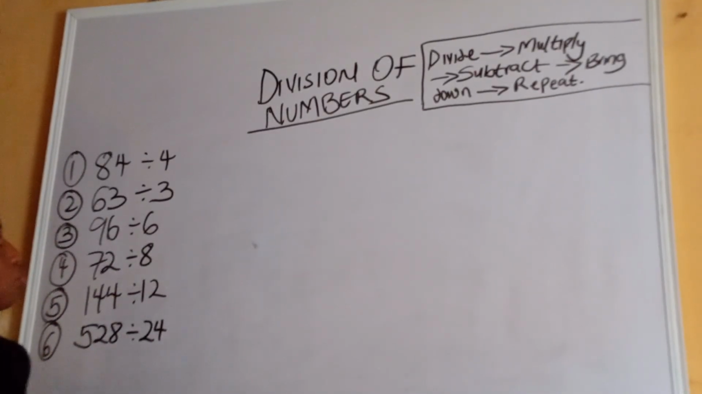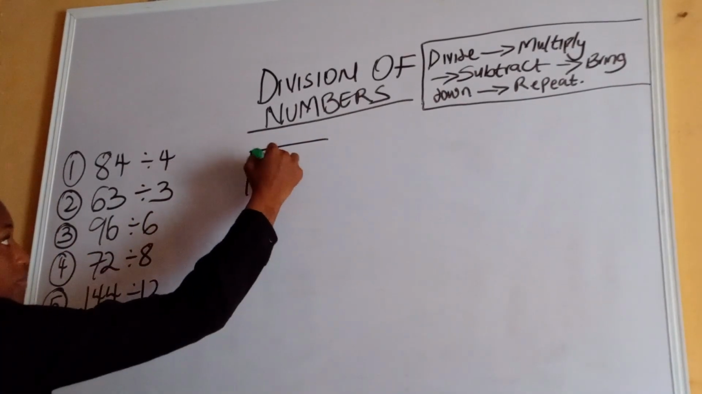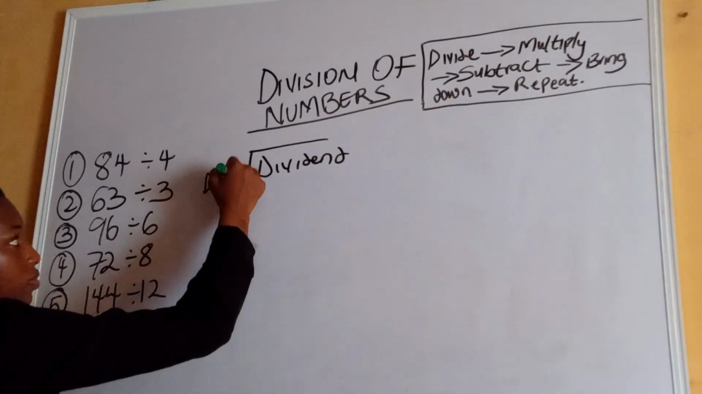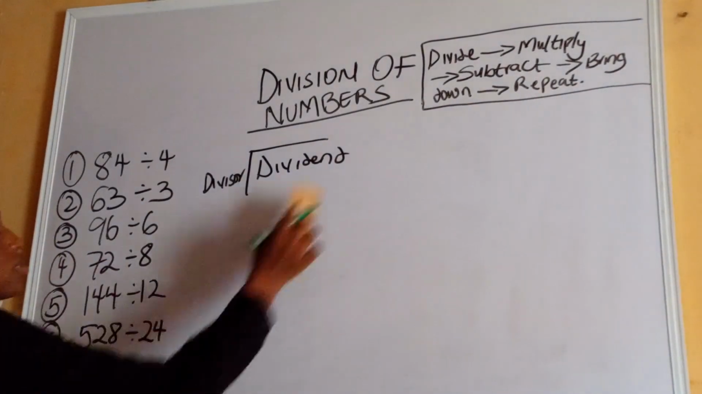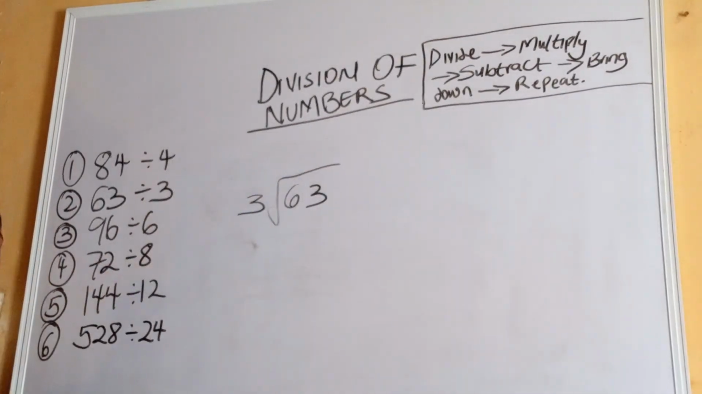You put it in your root, you write it like this. So you have your dividend and then your divisor outside, right? Then 63 as our dividend and for our divisor 3. So you look at it again.